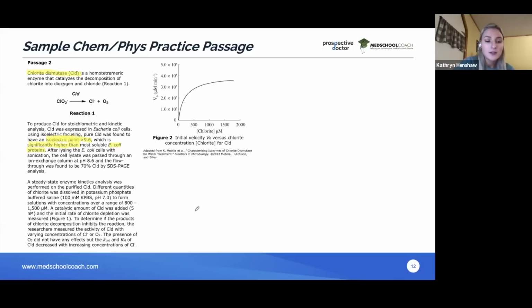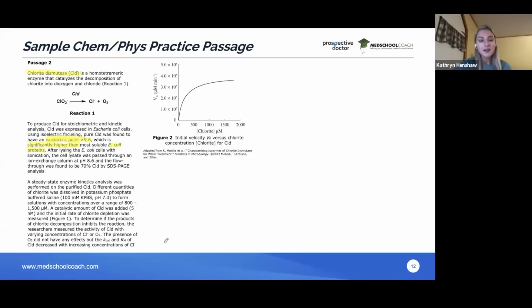Reading through, it's talking about a steady state enzyme kinetics analysis. And I pause here: kinetics analysis. So I'm starting to think of my kinetics content knowledge. To read on, it says that different quantities of chlorite were dissolved in potassium phosphate buffered saline, and then it gives us the concentration and the pH to form solutions with concentrations over 800 to 1500 micromolar.